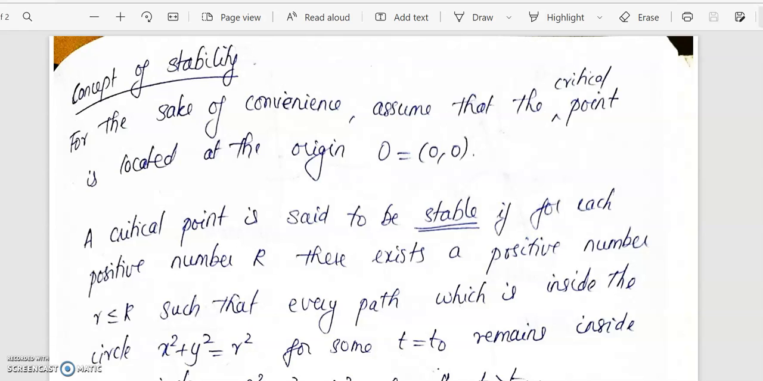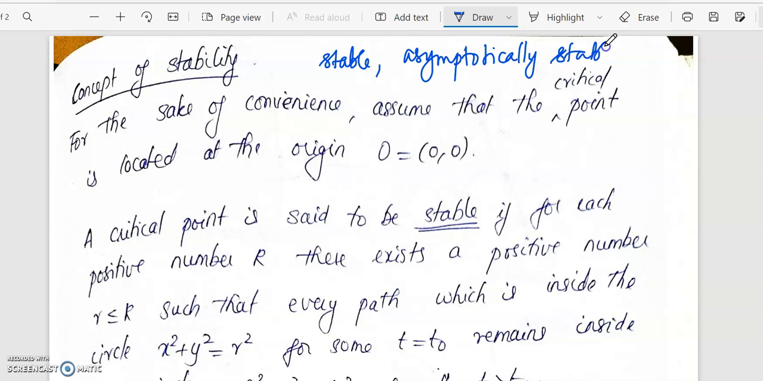Now let us look at the points of stability. When you look at a critical point, the critical point can be stable, asymptotically stable, or unstable. So there are these three cases for any critical point. Let us look at this concept of stability.